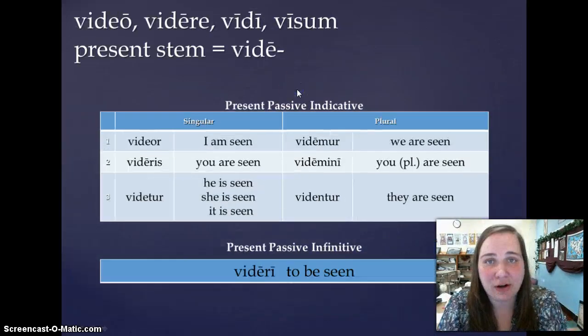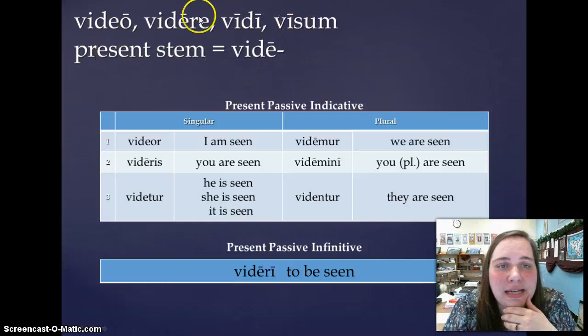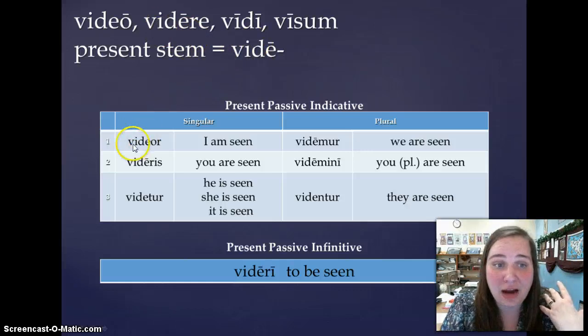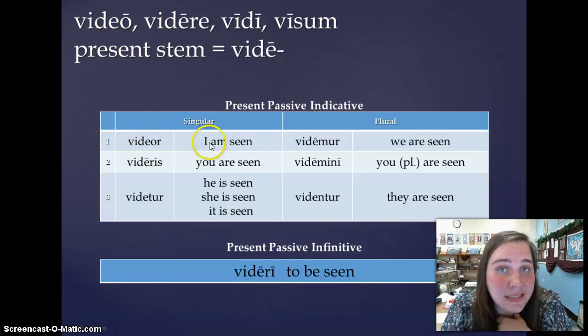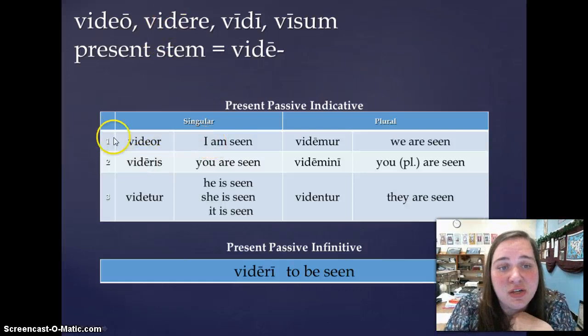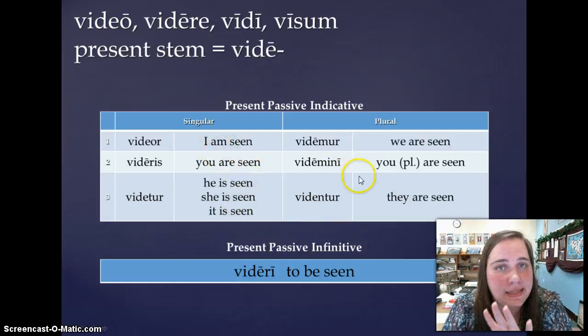This exact same pattern repeats for the second conjugation. So look at our second conjugation verb, video, videre, vidi, visum. Okay. Our present stem, you take the re off the second principal part, is vide. So again, how do you form the first person singular present passive indicative? You need your first principal part, video, and then you add the r. So videor, I am seen. And then after that, you need your present stem, vide, plus your endings, so videris, videtur, videmur, videmini, videntur. Okay? So I am seen, you are seen, etc.